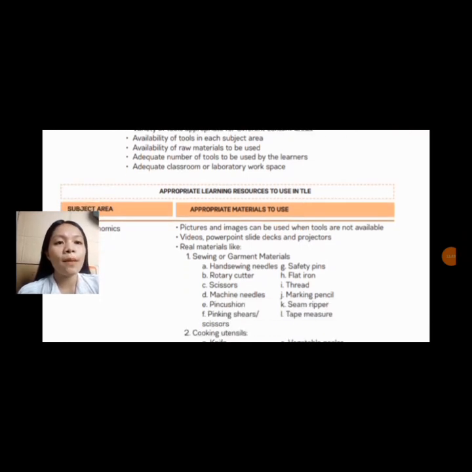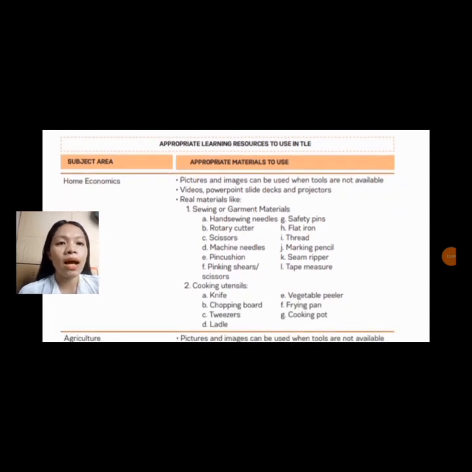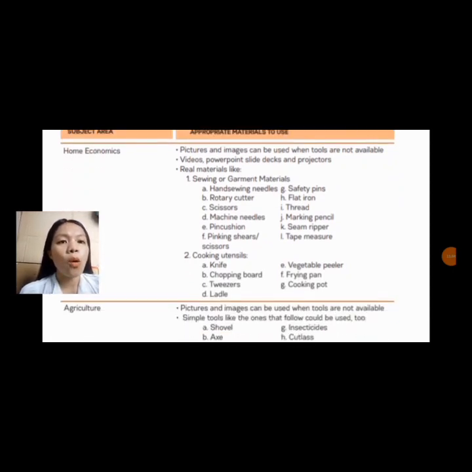So next is appropriate learning resource to use in TLE. Subject area, appropriate materials to use. Home economics: pictures and images can be used when tools are not available. Videos, PowerPoint slides, decks and projector. Real materials like a sewing machine or garment materials. A. Hand sewing needles. B. Rotary cutter. C. Scissors. D. Machine needles. E. Pincushion. F.